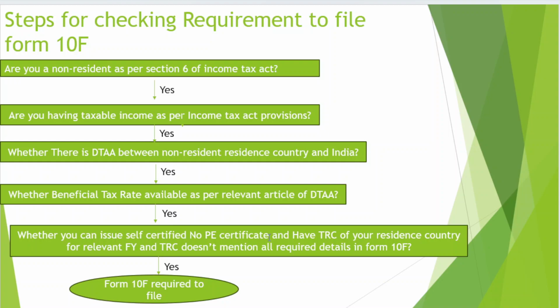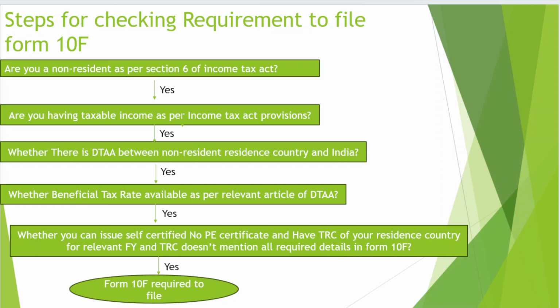So if it can certify that it does not have a PE, permanent establishment, in India, then they have to issue a self-certified no PE certificate to the Indian company, and they have to also give the residency certificate of the residence country. If they can give these two documents, the no PE certificate and TRC, and the TRC doesn't mention all the required details in Form 10F.